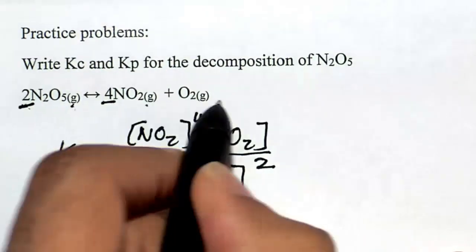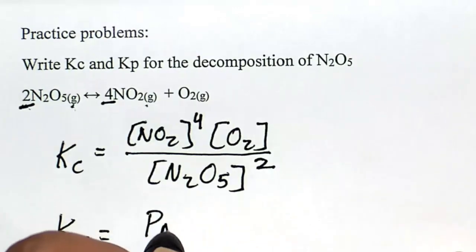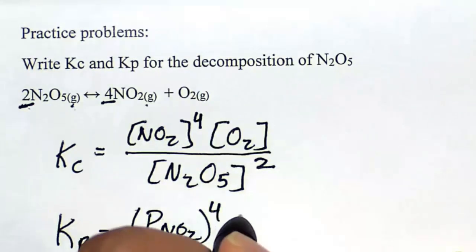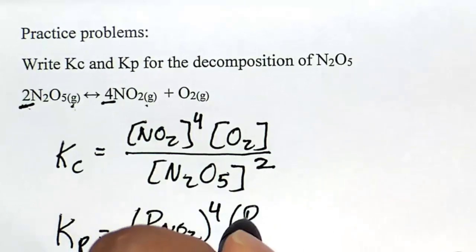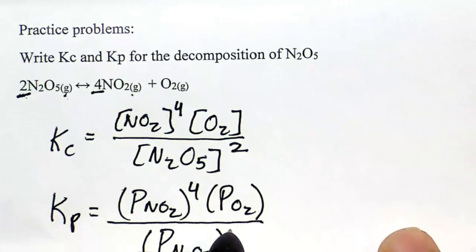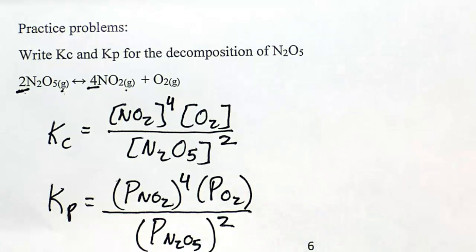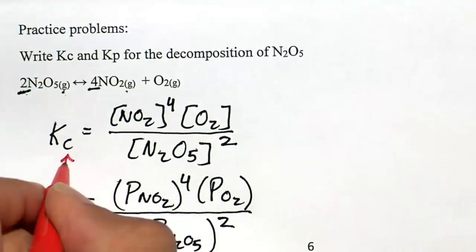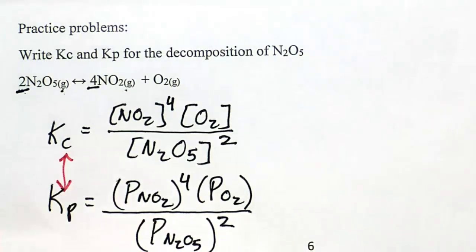remember, these are gases, so we can have a pressure of NO2 raised to the power 4. We can have a pressure of oxygen, that's not raised to any power. And then we can have the pressure of N2O5, and that's raised to the 2nd power. Now we can actually interconvert between the equilibrium constant Kp to the equilibrium constant Kc based upon the gas law.